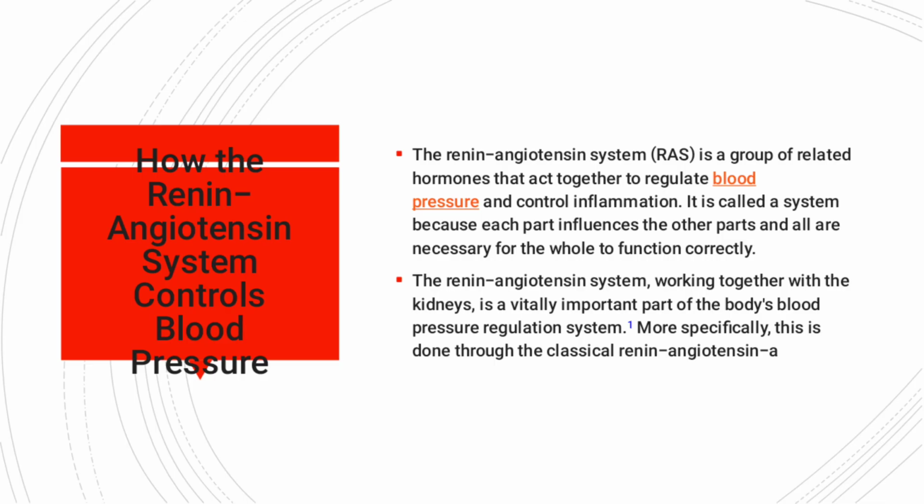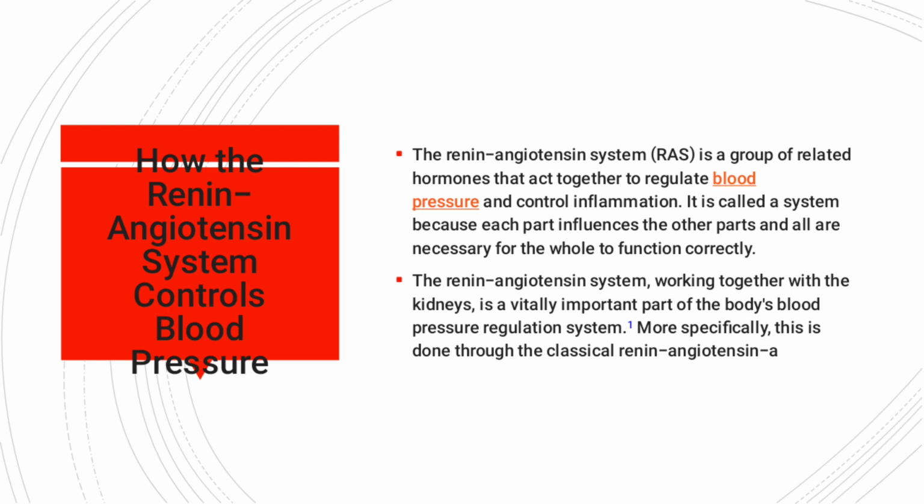Angiotensin mechanism. How the renin-angiotensin mechanism controls the blood pressure. The renin-angiotensin mechanism is a group of related hormones that act together to regulate the blood pressure and control the inflammation. It is called the system because each part influences the other part and all are necessary for the whole to function correctly. The renin-angiotensin mechanism works together with the kidneys.